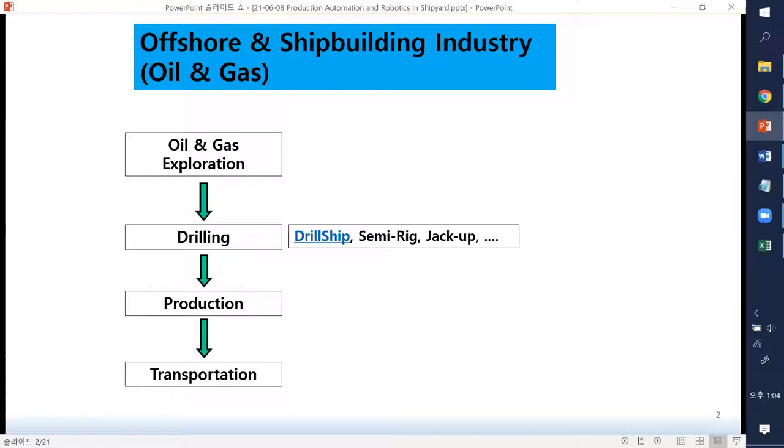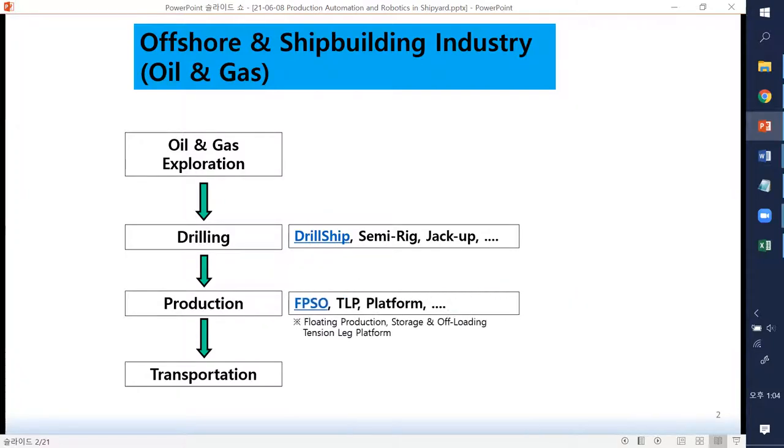For drilling, there are drill ships, semi-rig type, or jack-up type, but anyway, they need a drill bit to make a hole under the seabed of the ocean. And for production, FPSO is famous nowadays, but there can be different types of production platform, such as TLP, a tension leg platform, and semi-submersible and jack-up types can also be used. At the bottom, there is the full name of FPSO: floating production, storage, and offloading. TLP is for tension leg.